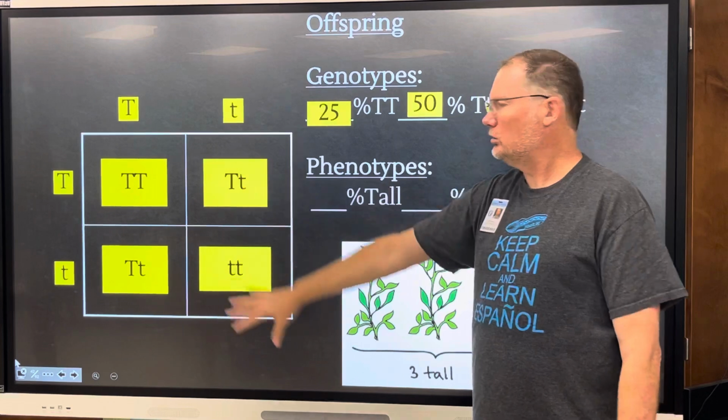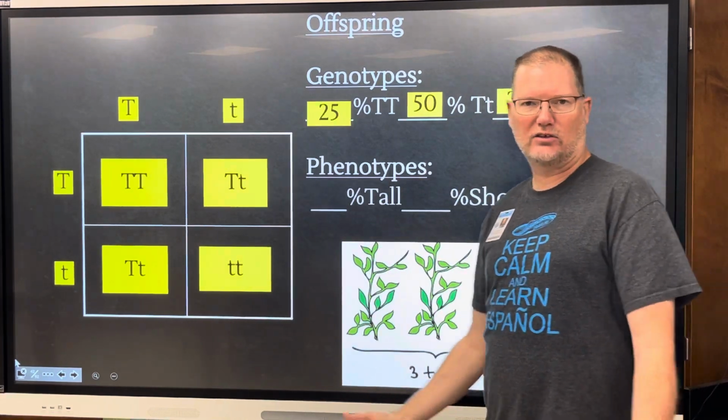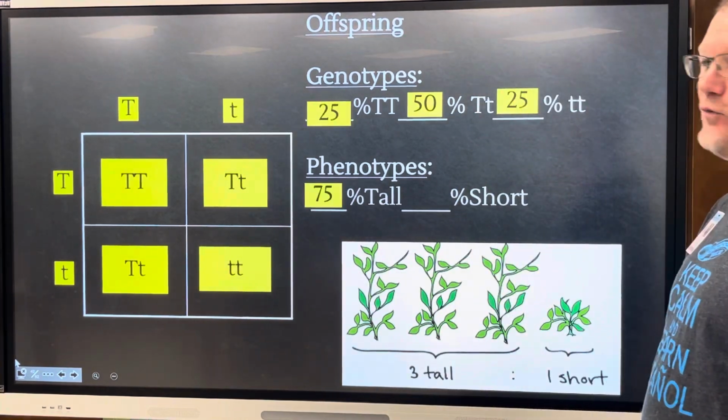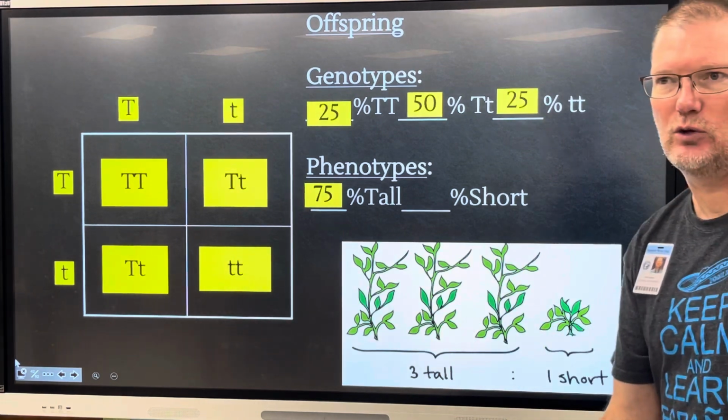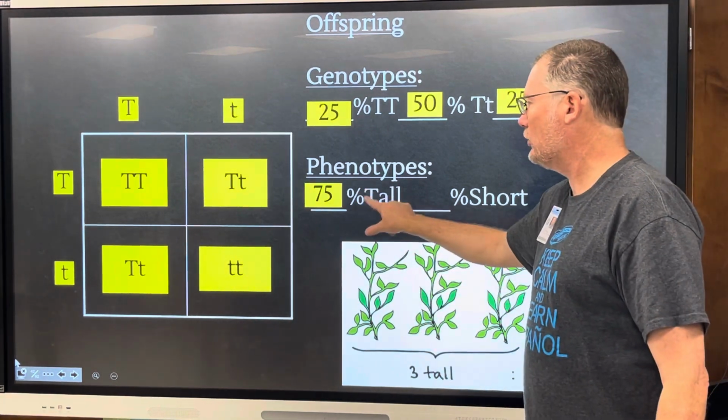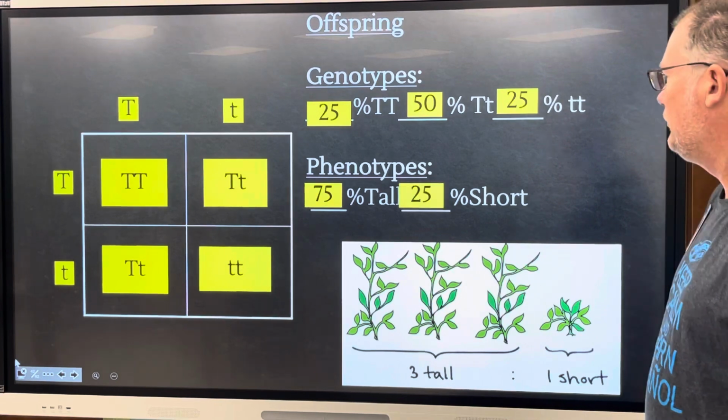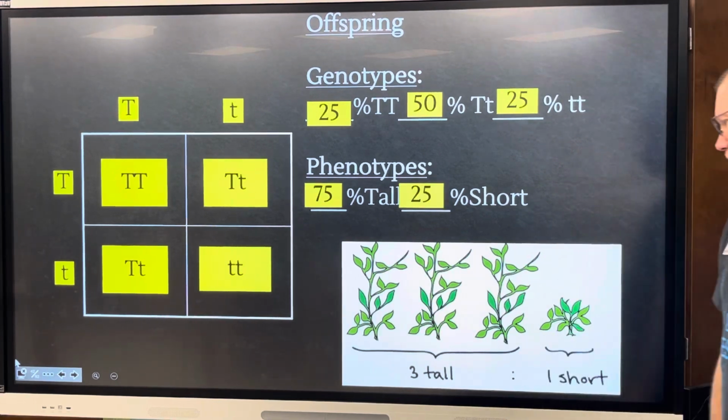Okay, so what are the phenotypes? What percent are tall? 3 out of 4, right? So that's 75%. And therefore 25%, because all the percents have to equal 100, that's what this symbol means, out of 100. 25% are going to be short.